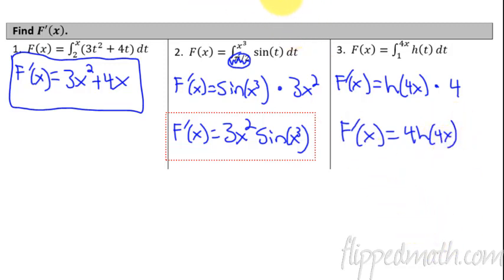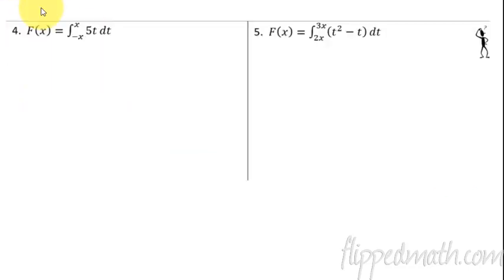There's our answer for that one. Boy, this is going nice and quick. Okay. Now we've got two examples that are a little bit trickier, and that's when we have variables in the lower boundary and the upper boundary. So how are we going to do with this?